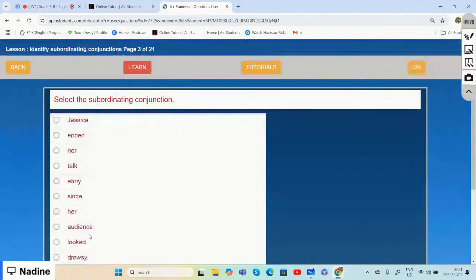Another example. Before school, I have to pack my own lunch. Yes, well done. Before is our subordinating conjunction. Well done.